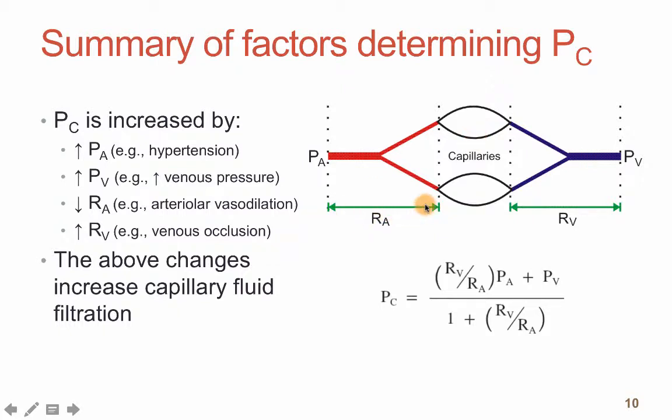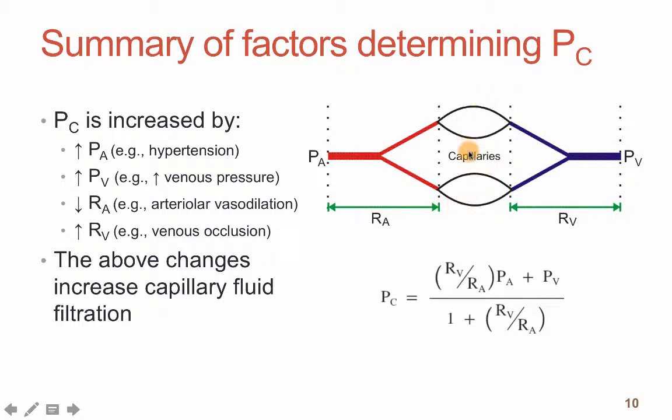precapillary resistance. Also, we see that if we have an increase in venous pressure, if this pressure increases, capillary pressure will rise. You can think of it as being, if this pressure increases, that pressure is transmitted back to the capillaries and this pressure is going to rise. Another way that we can increase the capillary pressure is if there is a decrease in the precapillary resistance. So if R sub A decreases, that would lead to an increase in capillary pressure.